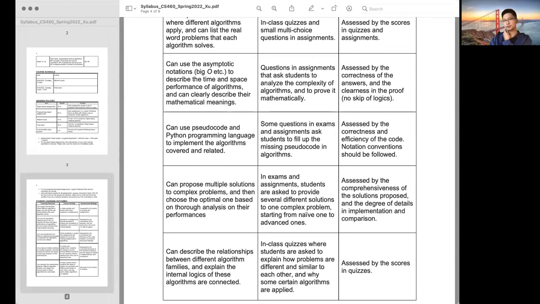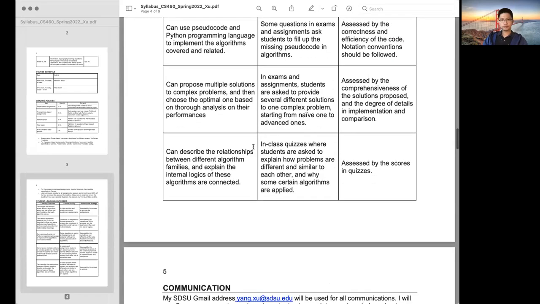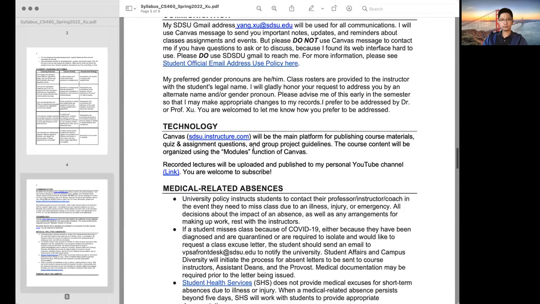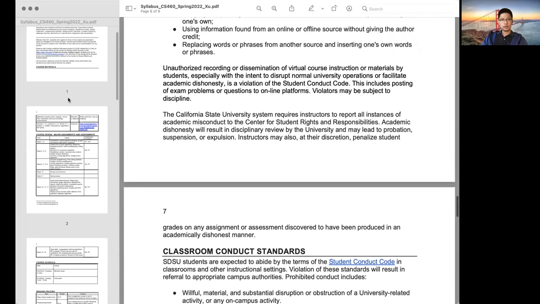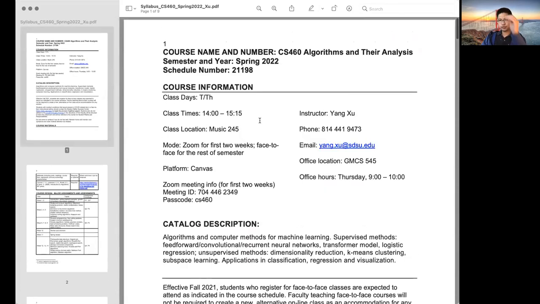A suggestion: move 5% to programming because we have more time to do that. Yeah, sounds reasonable. Okay. So if you need to reach me, please use my email. I found it's easier to use email rather than the direct message on Canvas.